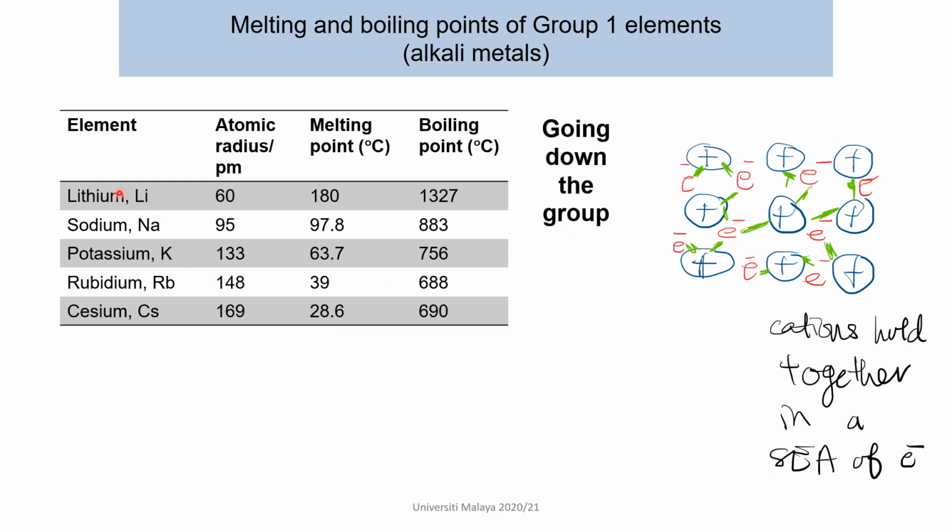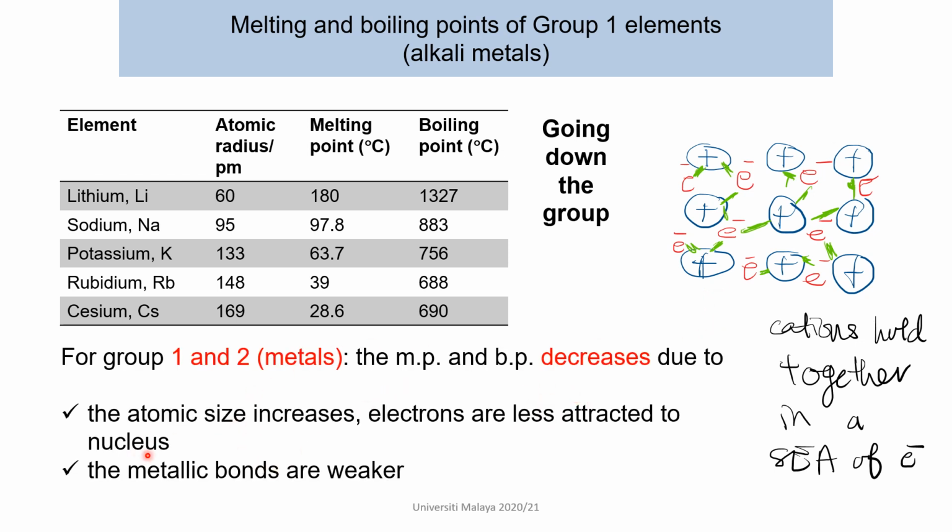That's why lithium is the hardest to break: it is small in size, so the attraction between the positive charge and the negative charge of the electrons is higher compared to the one in the cesium atom, which is larger. Therefore, the positive charge and the negative charge of the electrons are further away. That's why it is easier to break the bond in cesium. Hence, the metallic bonds are weaker going down the group, and therefore the melting point also decreases. The same trend and reason apply to why the boiling point of the alkali metals decreases going down the group.